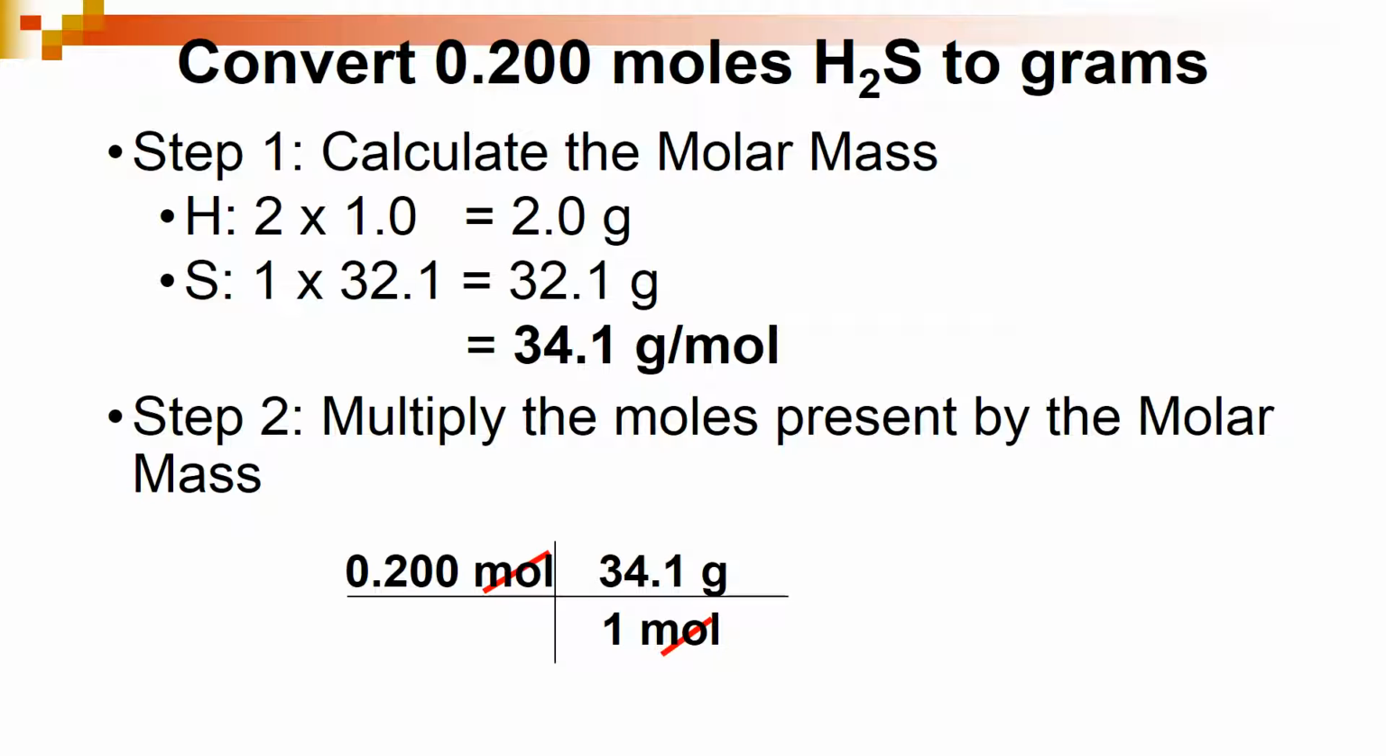Now we can cancel out our like units. When we multiply 0.200 by 34.1, we're going to get a value of approximately 6.82 grams. This means that 0.200 moles of H2S is equal to 6.82 grams. Please take a few moments to complete copying information from this slide.